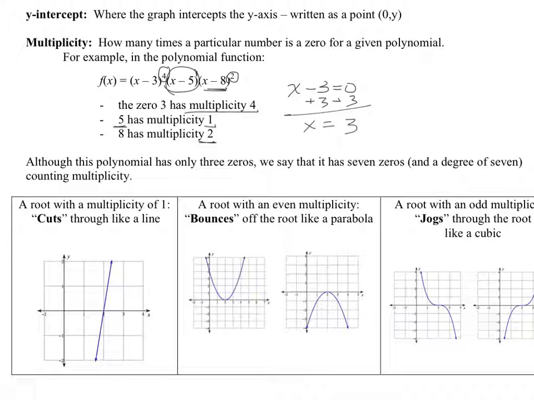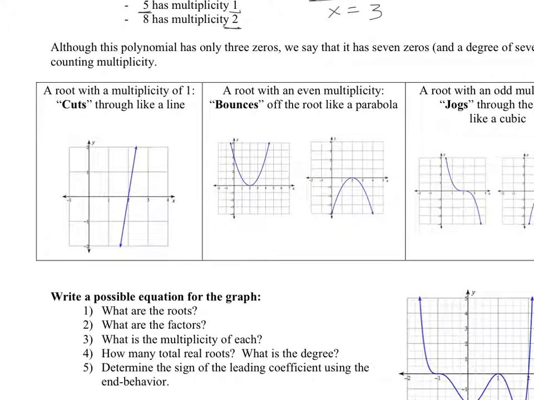So cool things happen on the graph at those points where they have extra multiplicities. When it's just a multiplicity of 1, it cuts through it just like a line would. Okay? When it has an even multiplicity of 2, 4, 6, 8, whatever, it bounces off like a parabola. So if the root was 2, and it had a multiplicity of 2, it would bounce like that. If it had a multiplicity of 4, it would bounce like that, just as if it's an even multiplicity.